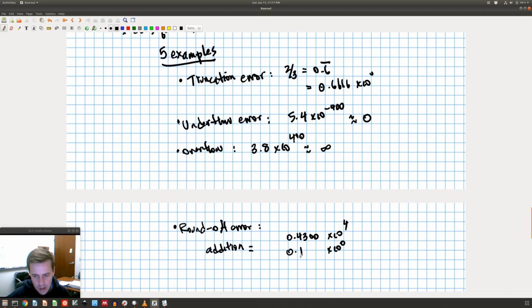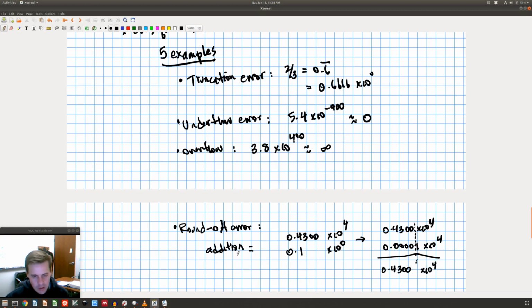So if I go to do that, what I need to do is shift this piece over and add to the exponent. So I'm going to do 0.4300 times 10 to the 4th and 0.00001 times 10 to the 4th, right? Is that right? Let's see, 0.1, I have to move it 1, 2, 3, 4. Yeah, that's right. I had to move it 4 over. Now suppose I only had 4 decimals of precision. When I go to add that, that's going to give me 0.4300 times 10 to the 4th, because I can't store that one.